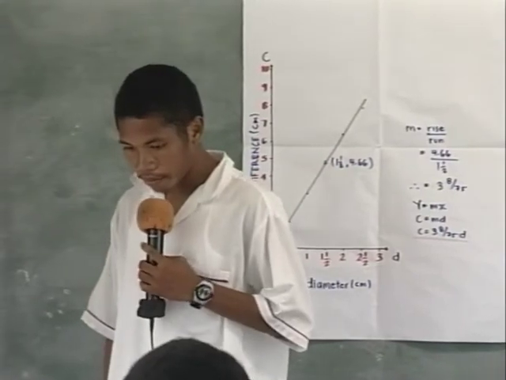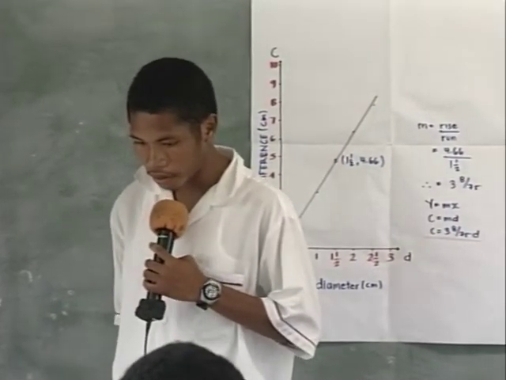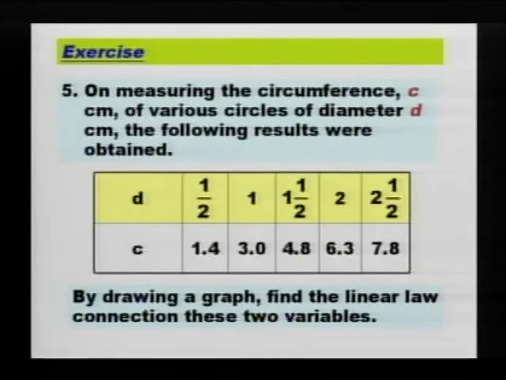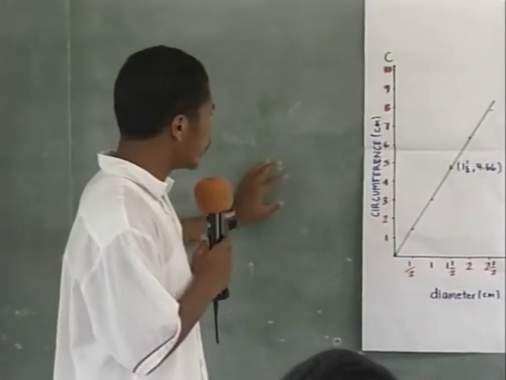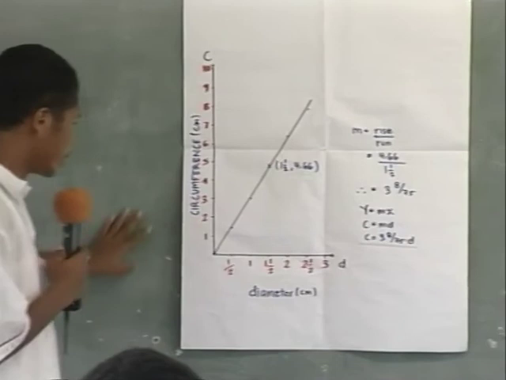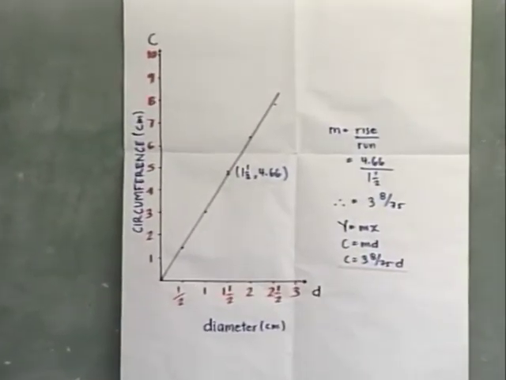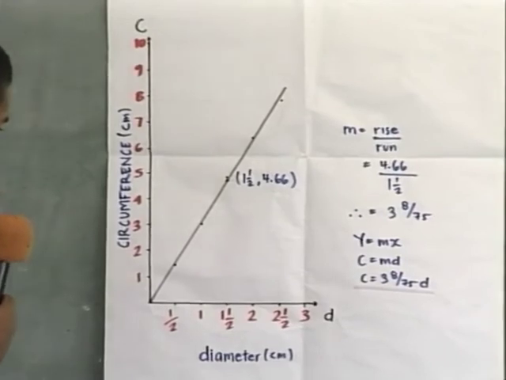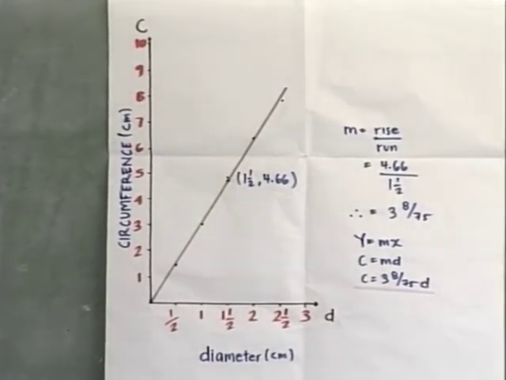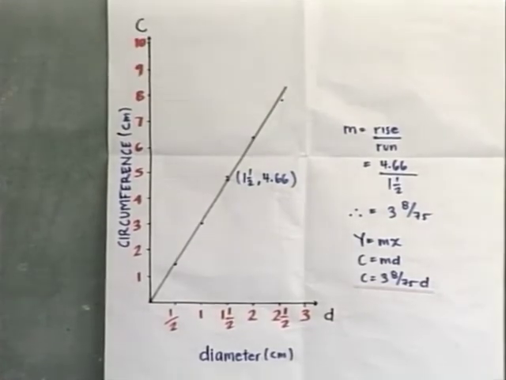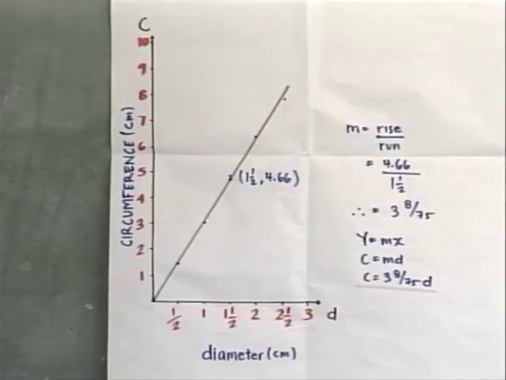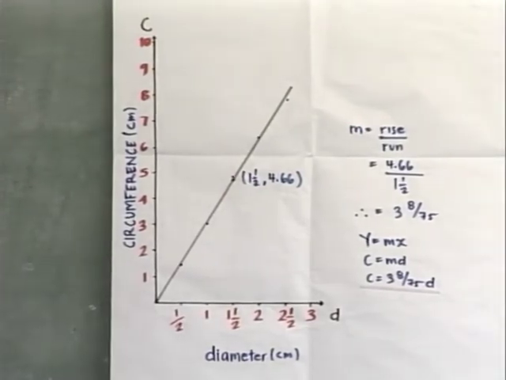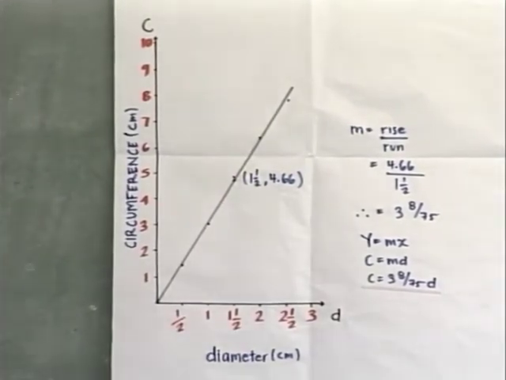The question reads, on measuring the circumference C in centimeters of various circles of diameter D in centimeters, the following results were obtained. And we drew the graph with the y-axis representing the circumference, represented by C, and the x-axis represented by the diameter, which is D. The question reads, by drawing the graph, find the linear law connecting these two variables, which really means find the equation.